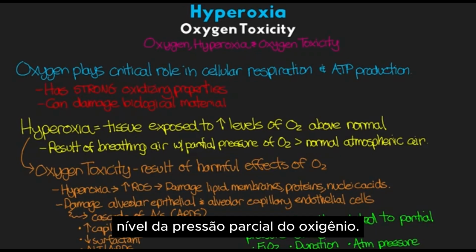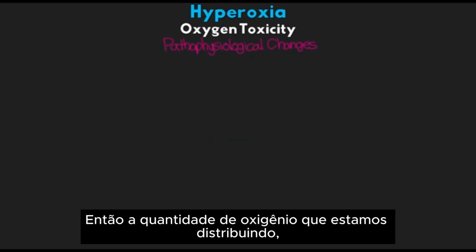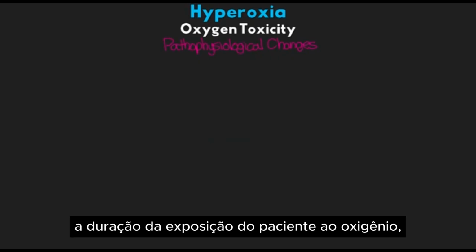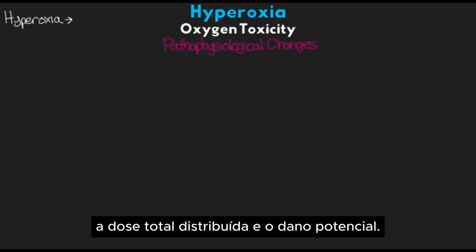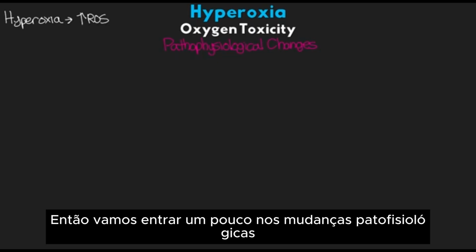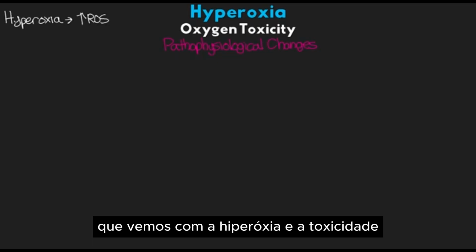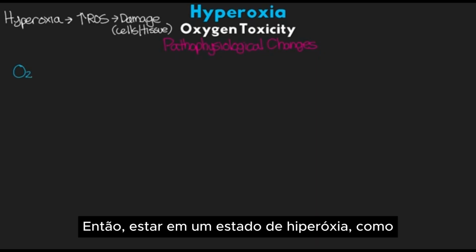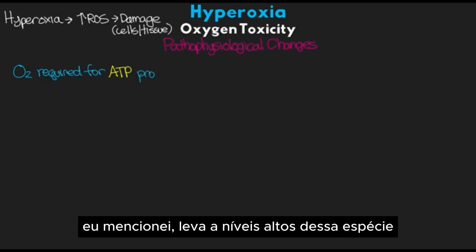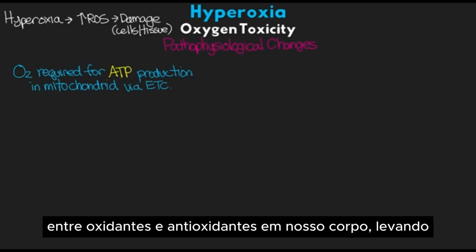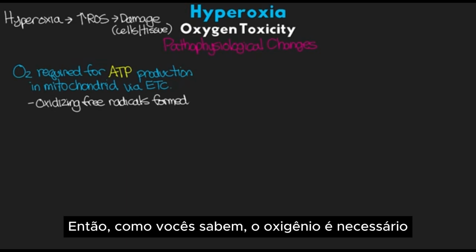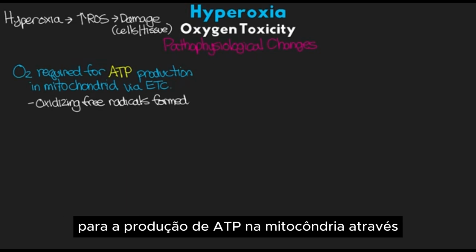All right, so let's dive in a little bit into the pathophysiological changes that we see with hyperoxia and oxygen toxicity. Being in a state of hyperoxia, as I mentioned, leads to high levels of reactive oxygen species, and this disrupts the balance between oxidants and antioxidants in our body, leading to the damage of cells and tissue. As you know, oxygen is required for ATP production in the mitochondria via the electron transport chain. As a result of this ATP production, oxidizing free radicals are naturally formed. In the presence of hyperoxia, we actually see an increase in the production of these free radicals.